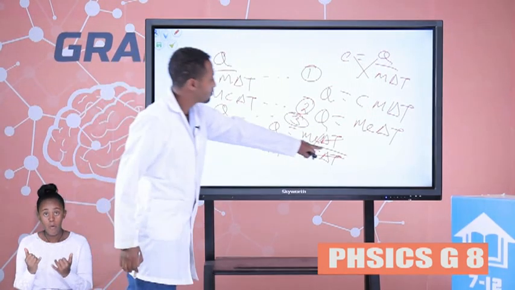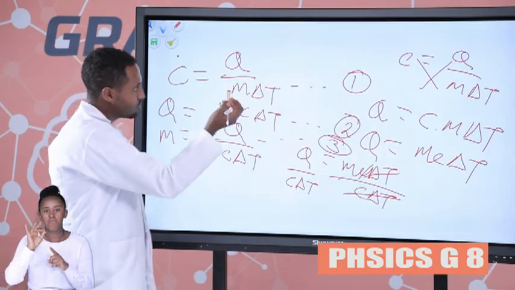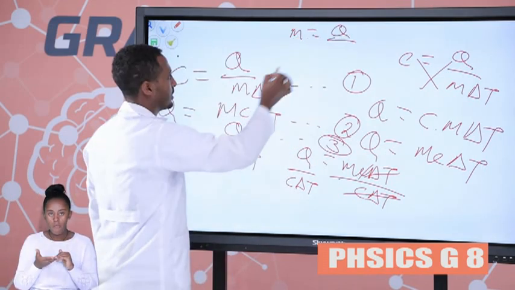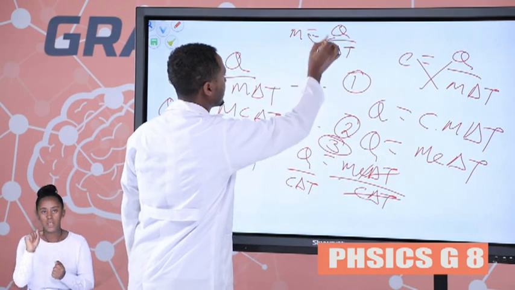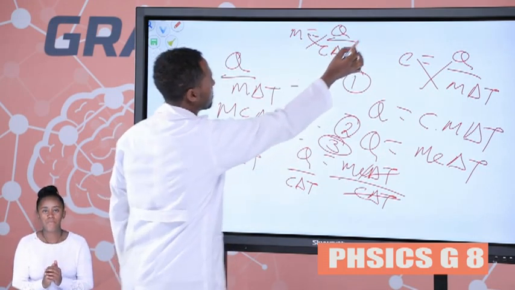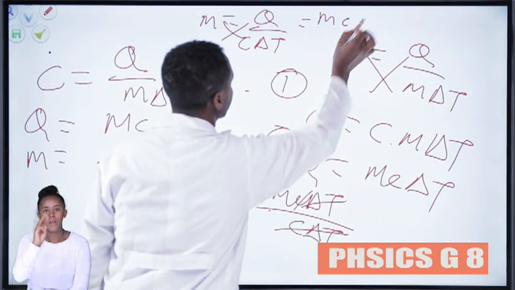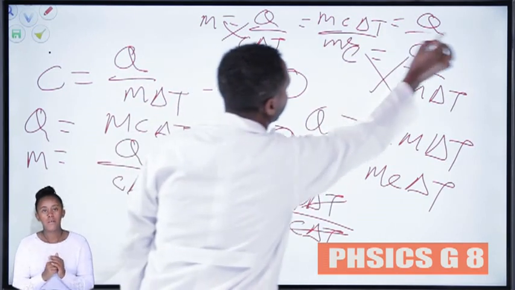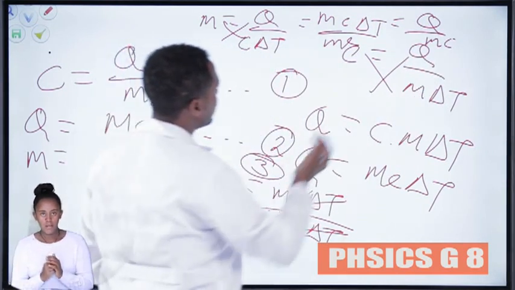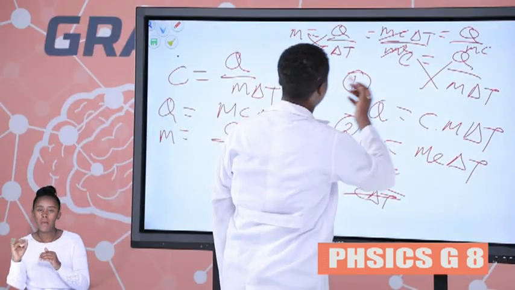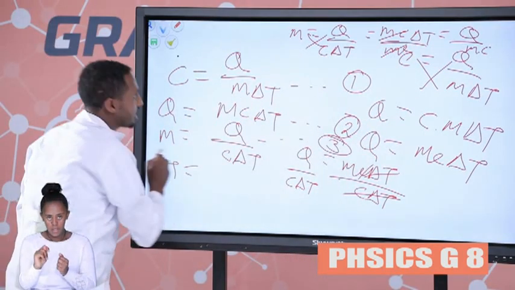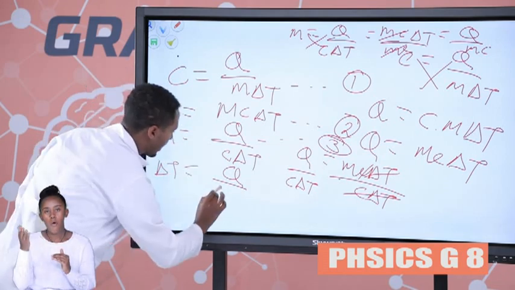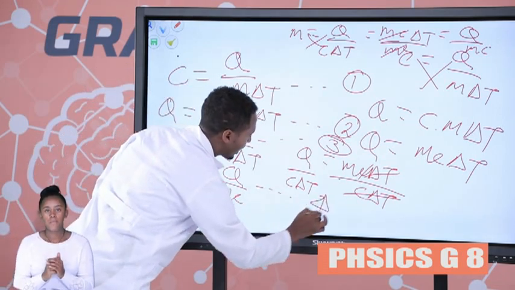Now we can get the formula for temperature. Starting from Q is equal to MC change of T, dividing both sides by MC, MC cancels MC, change of T is equal to Q over MC. Formula 4.